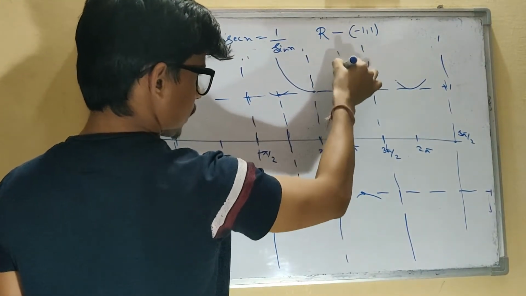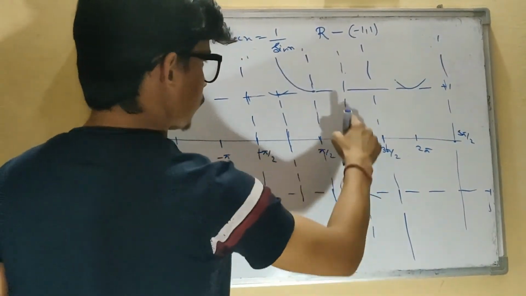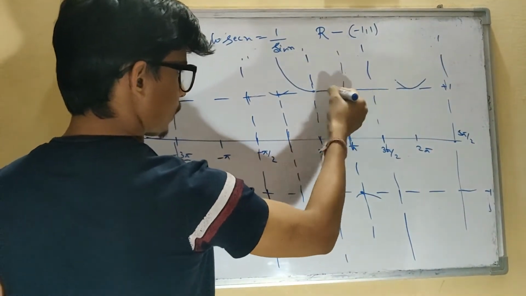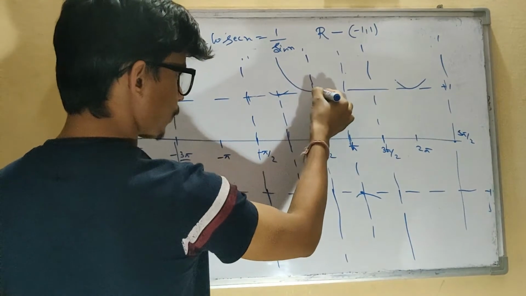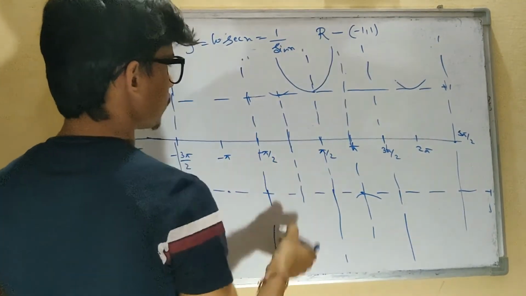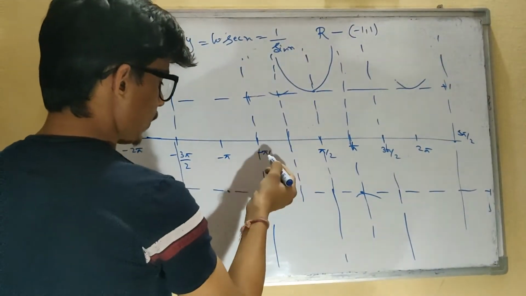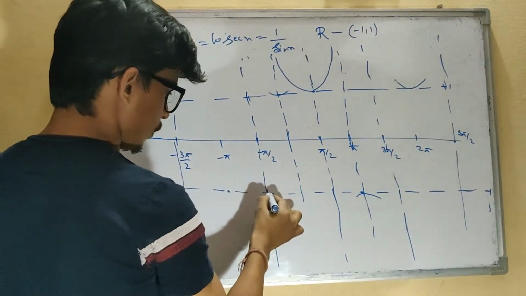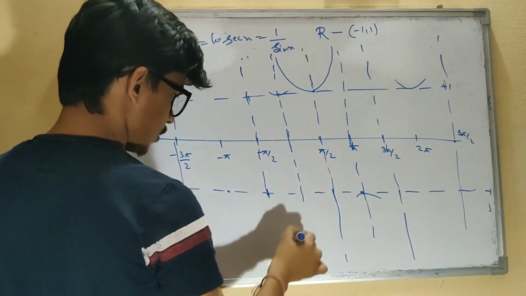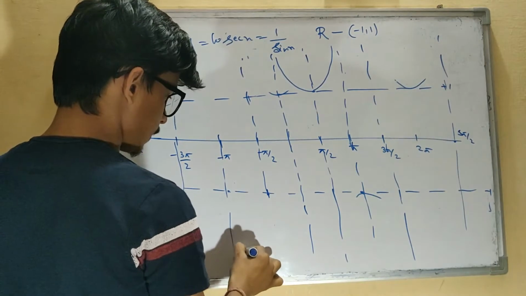Okay, like this. So this is pi by 2, and at pi it is not defined, so the graph is like this. So at 0 it is not defined, at this it is not defined. At minus pi by 2 the value is going to be minus 1, so minus 1 is here. So the graph is like this.